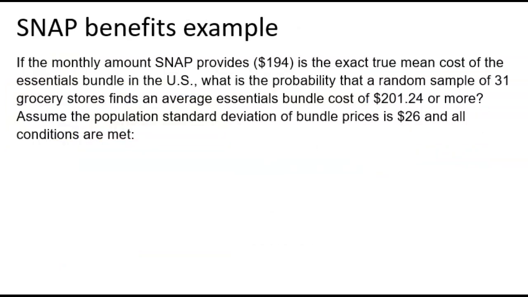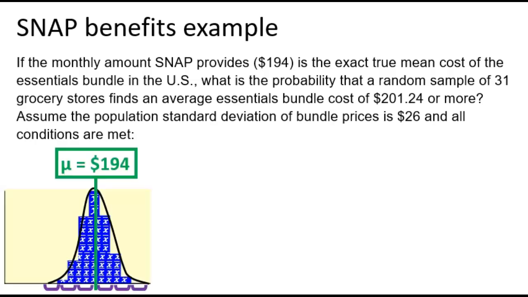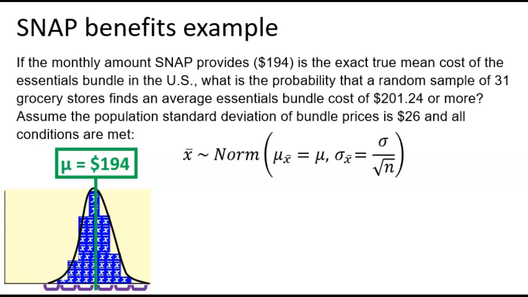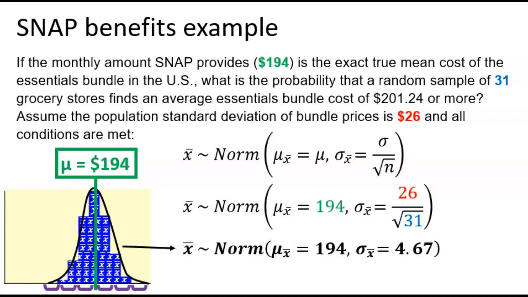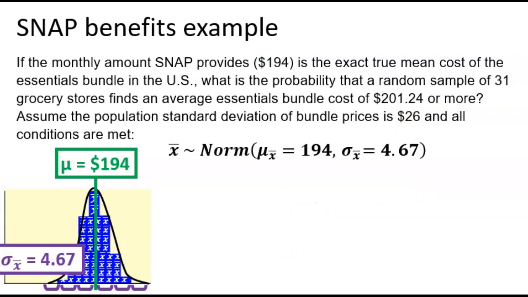Okay, so here's the example we're going to use for this sampling distribution. We're going to assume that we did sample 31 grocery stores. We found that the cost was $201. So we want to know, does that seem unusual if we make the assumption that the mean of all the stores is 194? So the question then would be, what's the sampling distribution? And so we want to think, okay, well, it should be approximately normal, right? And the mean is 194, and the standard deviation ends up being about $4.67.